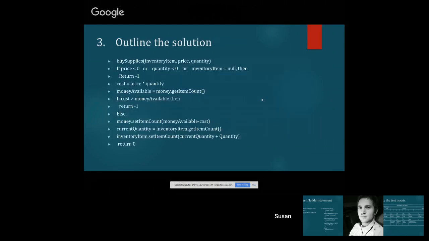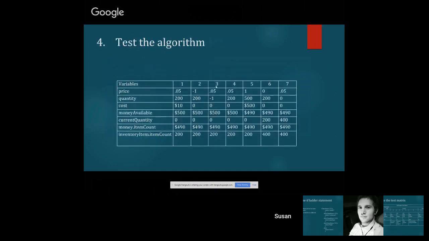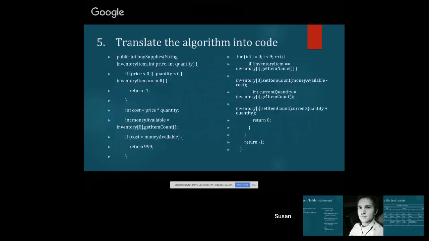This is the algorithm for the solution. And then we test that algorithm with the actual outputs that would be expected. And in this case, we actually can get 200 bullets for 0 money. Pretty cool. Here we've translated the algorithm into code.